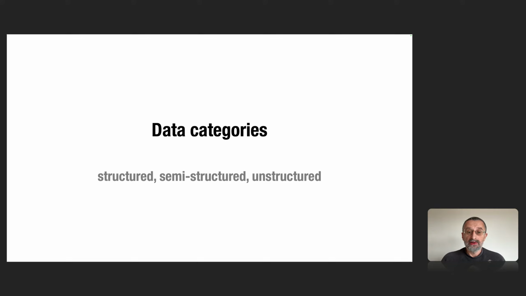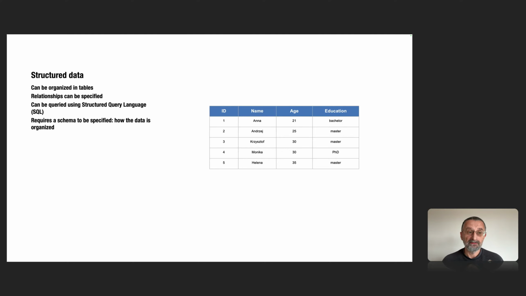So now let's dive into data categories: structured, semi-structured, and unstructured data. For structured data, you know it very well. They can be organized in tables. Relationships can be specified, they can be queried using structured query language, and they require a schema to specify how the data is organized. So all those data we cope with in SQL databases are structured data. But here's the catch. At the moment, around 80 or 90% of the valuable data generated globally is in another format, unstructured. So that's going to be the next topic.